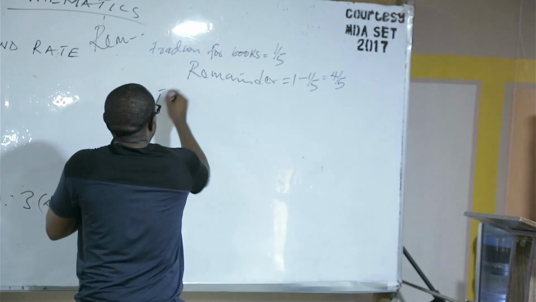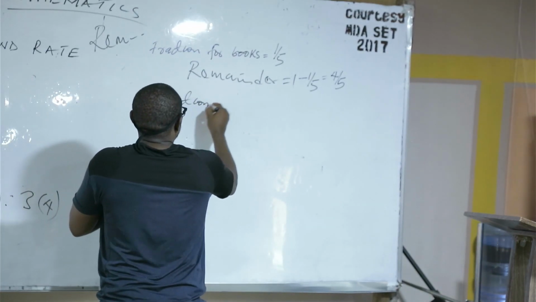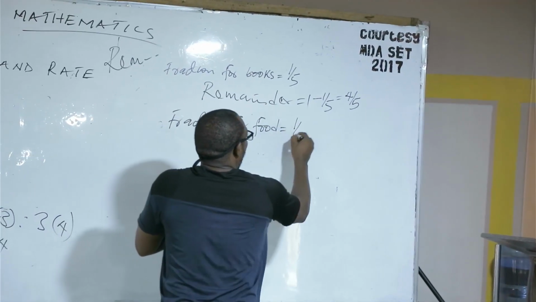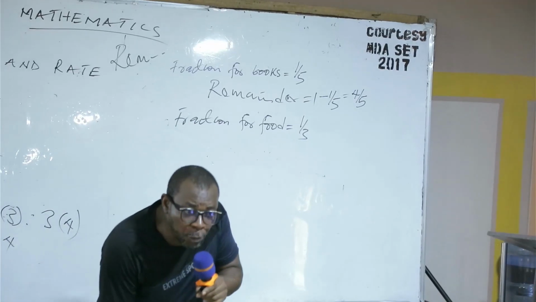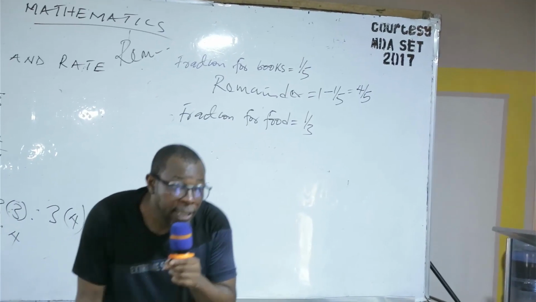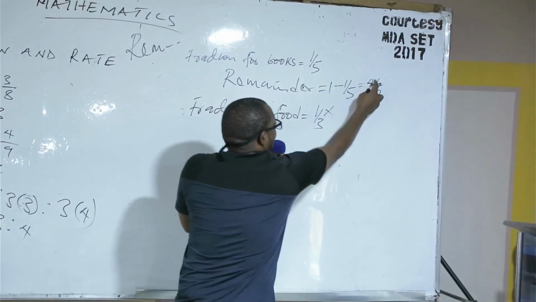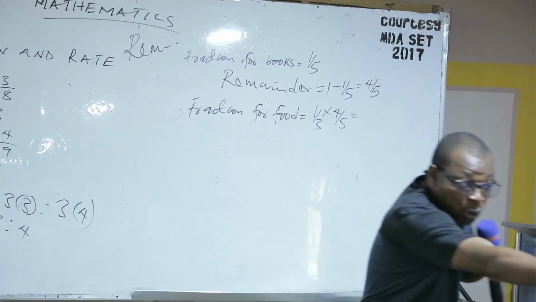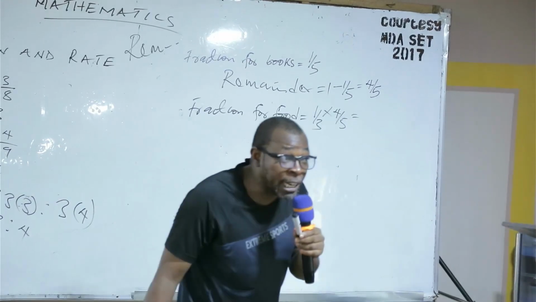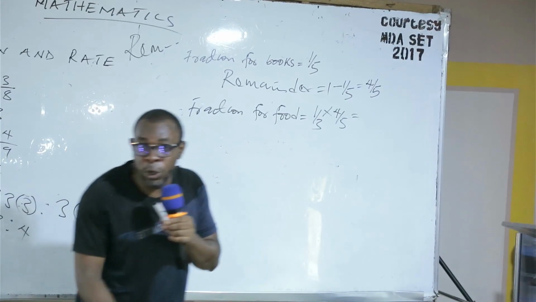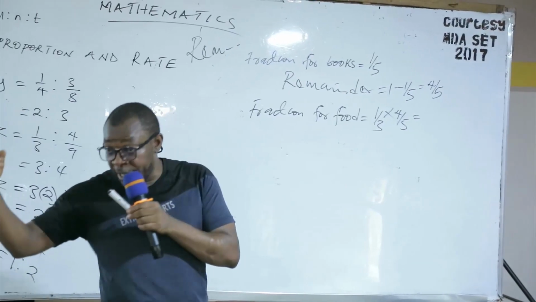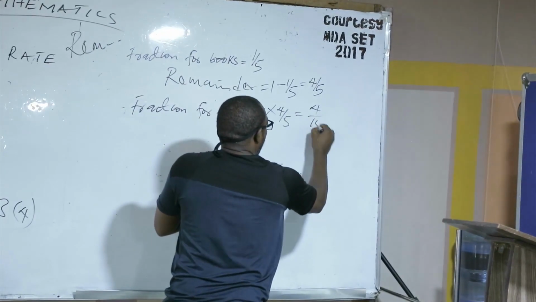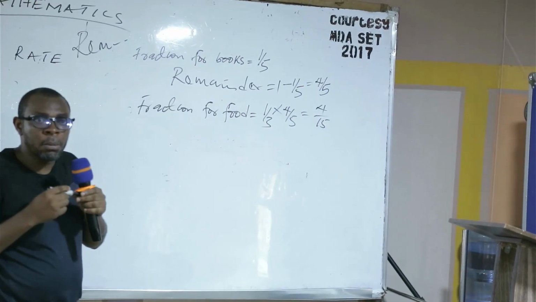So we go down. Fraction for food was 1/3 of the remainder, which is 1/3 times 4/5. Can you give me the answer? You multiply correspondingly. Numerator to numerator, over denominator to denominator.